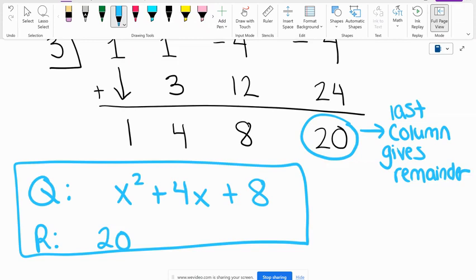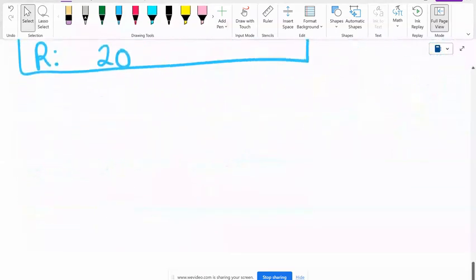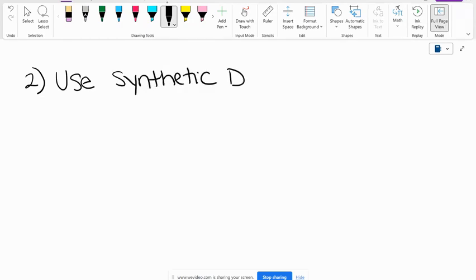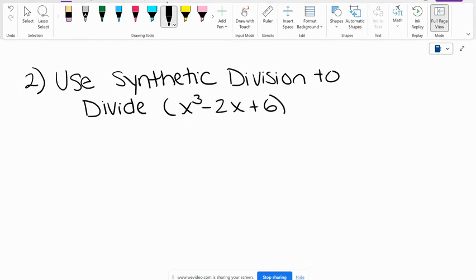Okay, you guys try one. Ready? I want you to use synthetic division to divide x cubed minus 2x plus 6 by x plus 2.